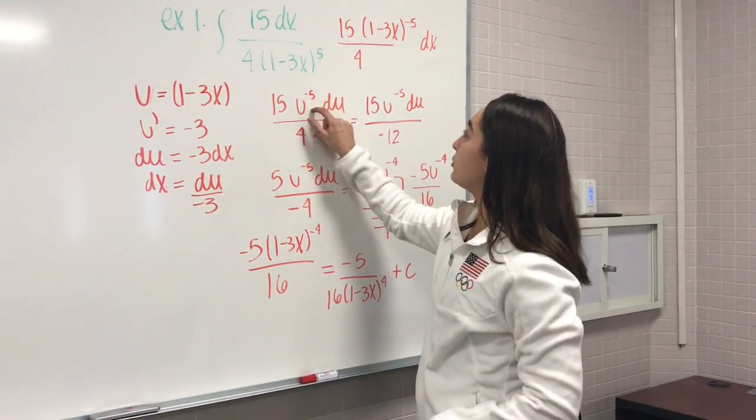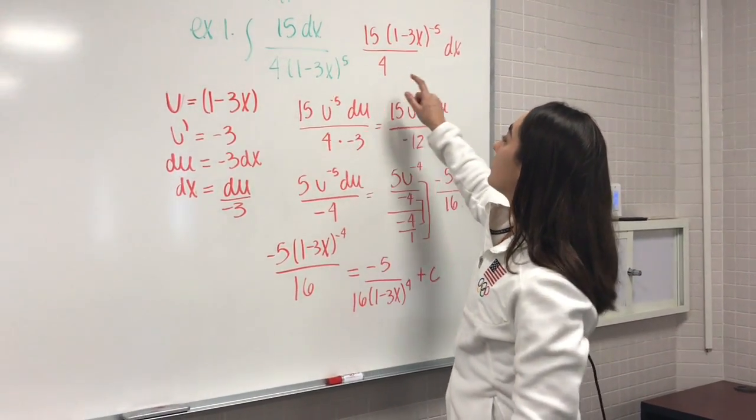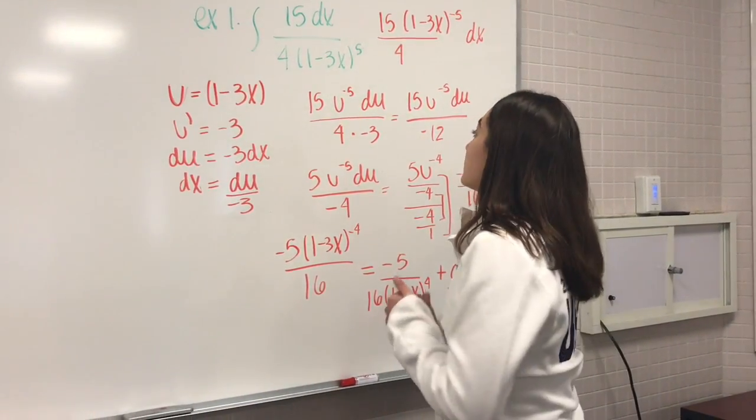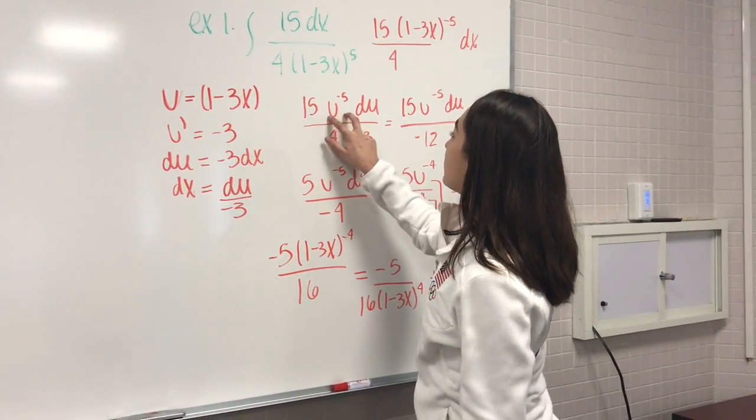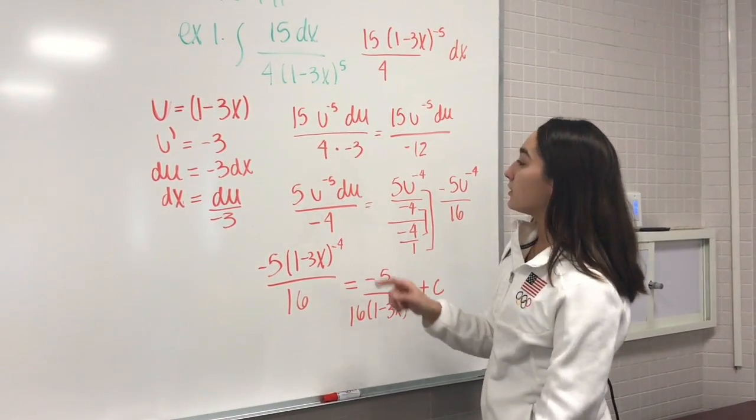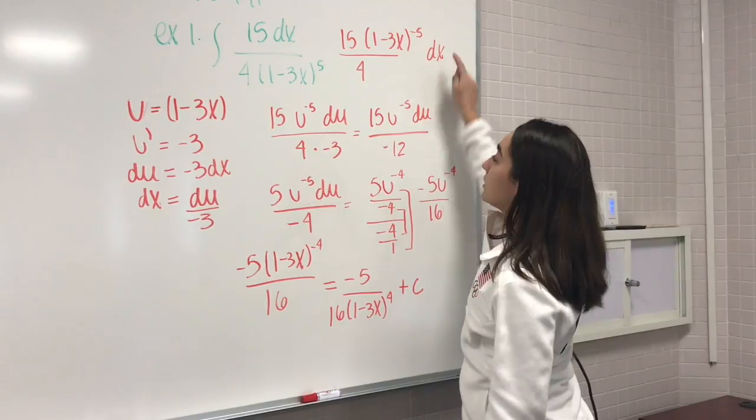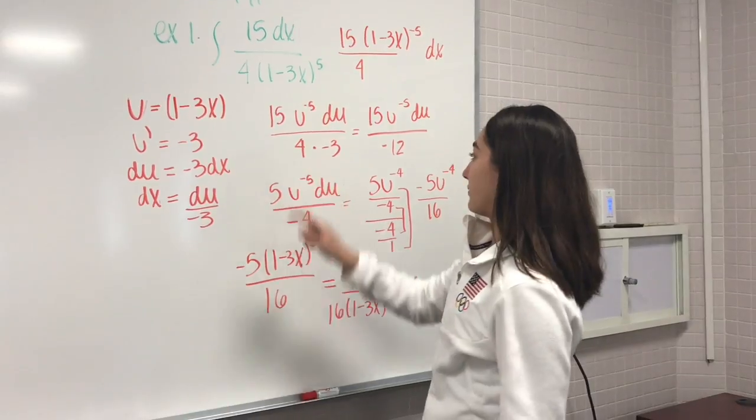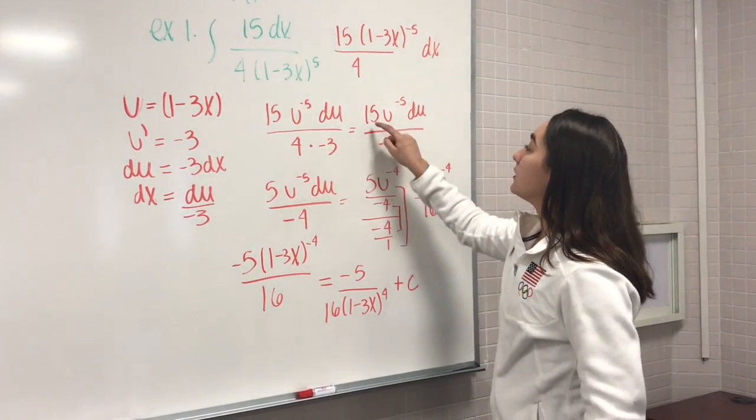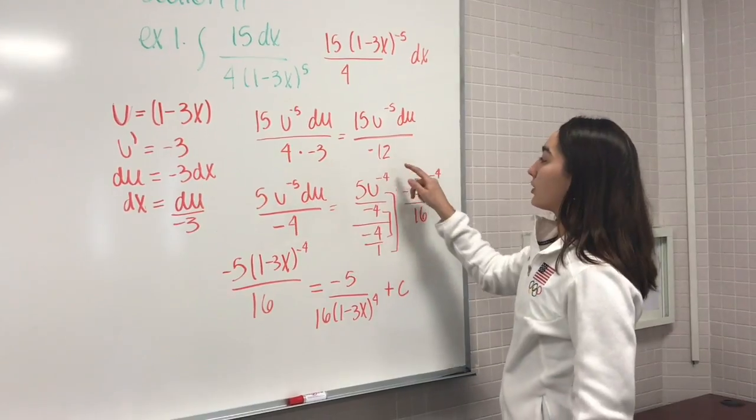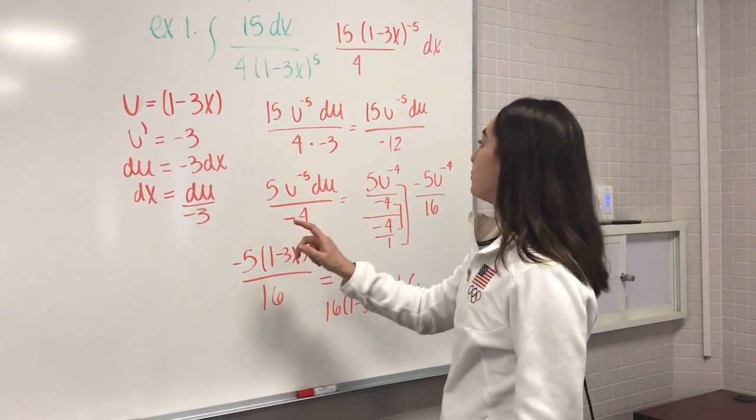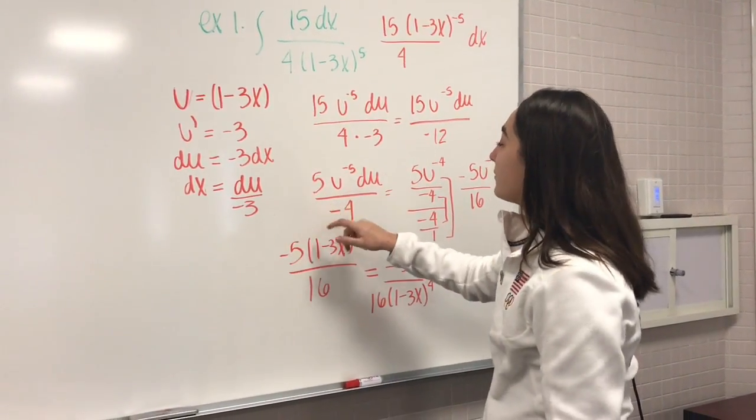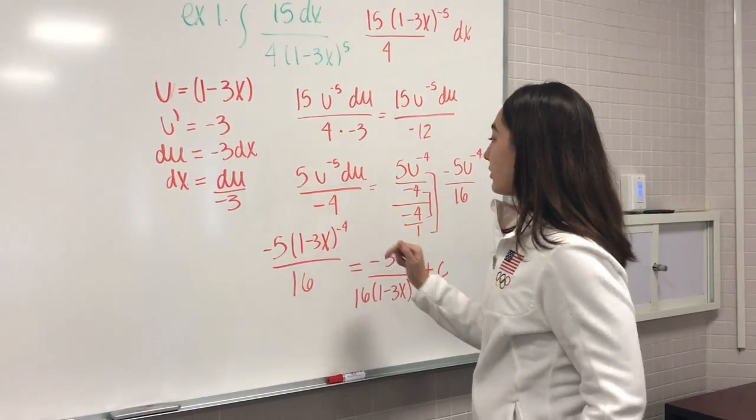Now we're going to write u, representing the original u, so that you don't need to rewrite the problem so many times. So you rewrite the 15, then you write the u to the -5, then you substitute the dx with the du over -3, and you write the 4 that is here. Now you simplify it: 15u to the -5 du over -12. After this, you simplify it again, and you put 5u to the -5 du over -4.